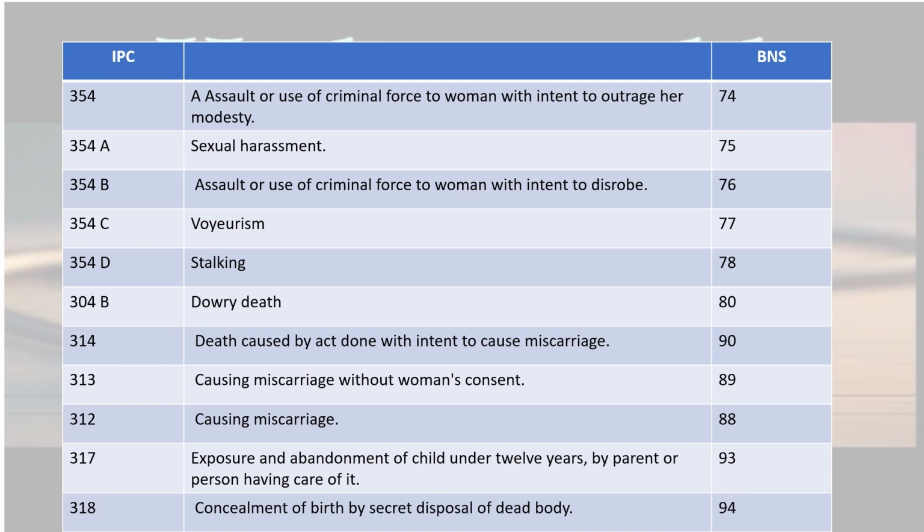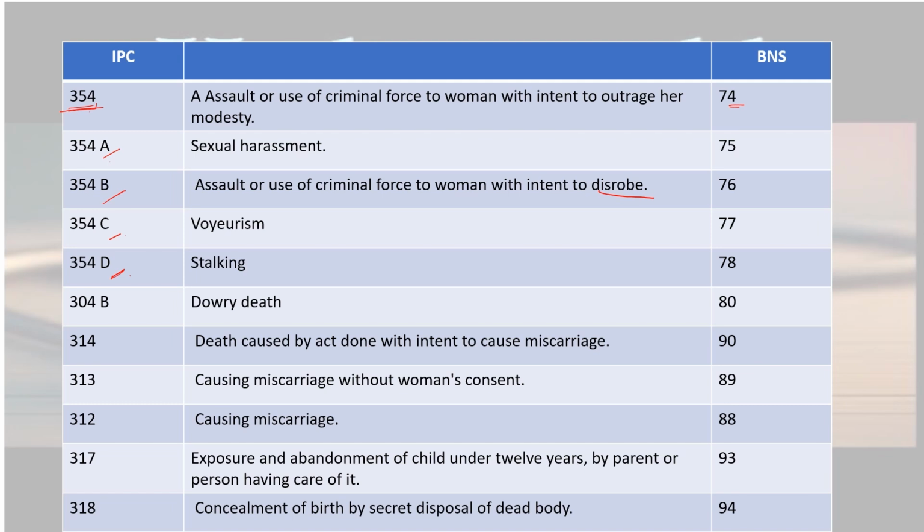Now next. 354. 354 was indecent assault. 4 was foul, means indecent assault. So how do we learn it? 4, 4. Okay. And 74. Now 354 A, B, C, D. How do we learn? A is harassment. B is without clothes, means force a woman to disrobe. Okay. C means to see, देखना. देखना is voyeurism. Okay.